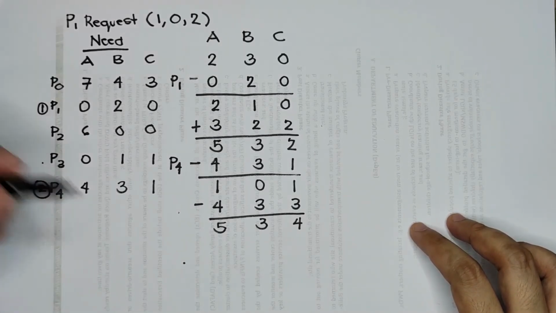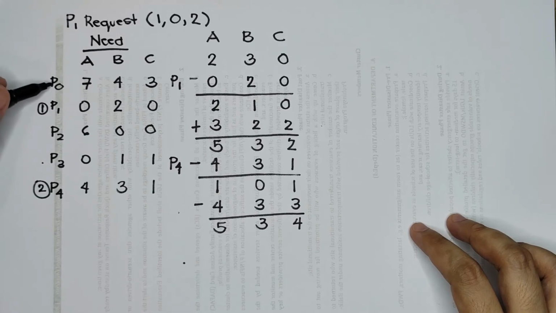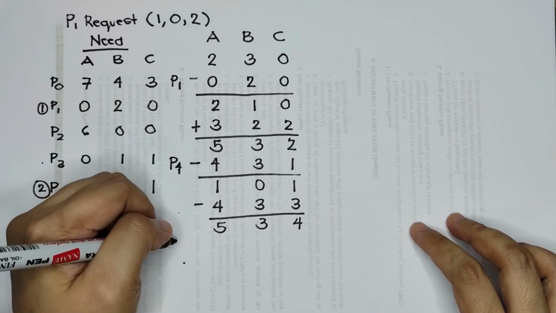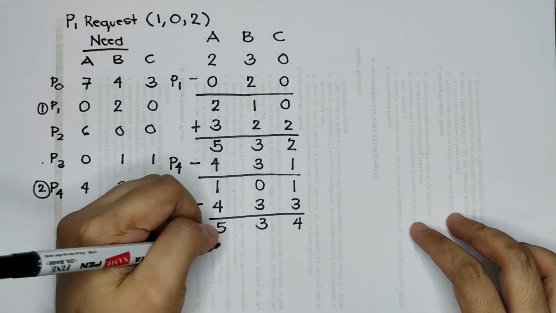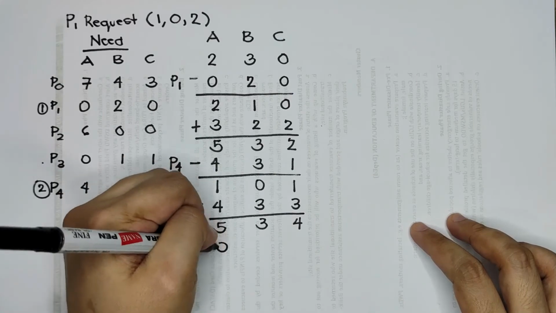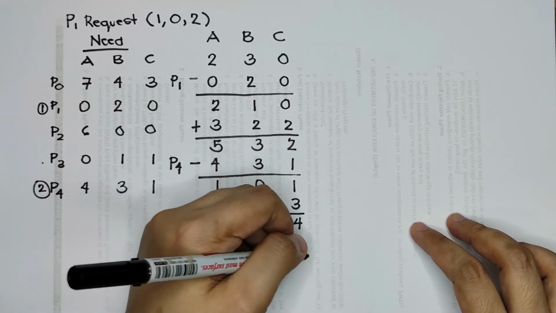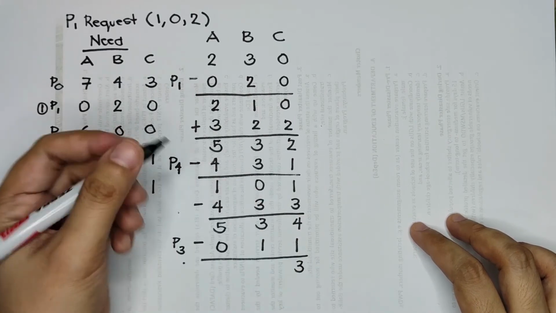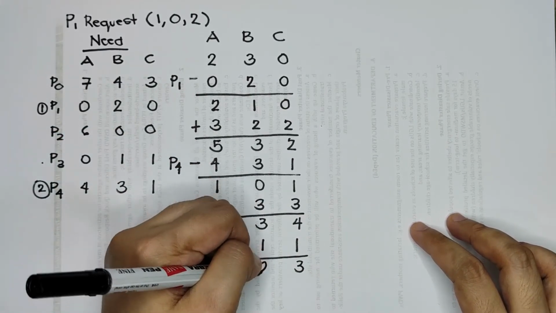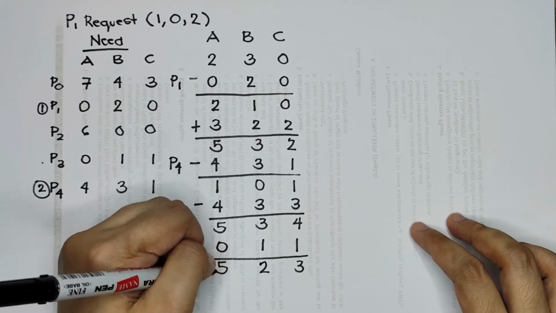Next, we have 5, 3, 4. So, again, P sub 0 and P sub 2 cannot be accommodated yet. So, next is P sub 3. So, subtract its need resources. So, we have 0, 1, 1. So, we have 4 minus 1 is 3. 3 minus 1 is 2. Then, 5 minus 0 is 5.